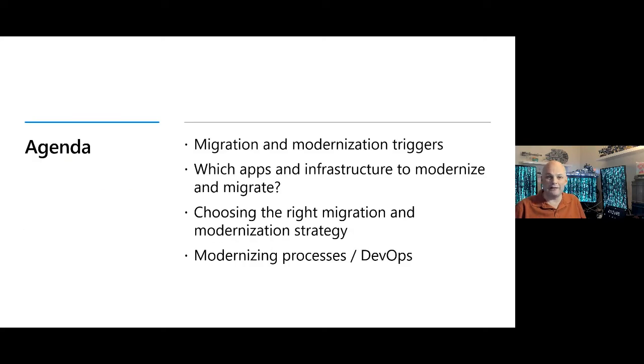Okay, so the agenda for today is that we're going to talk about migration and modernization triggers, and we'll break apart what the two of those different terms mean. We'll talk about how you figure out which apps and which infrastructure to modernize and migrate, how you choose the right migration strategy and modernization strategy, and modernizing processes and how DevOps might fit into all of that.